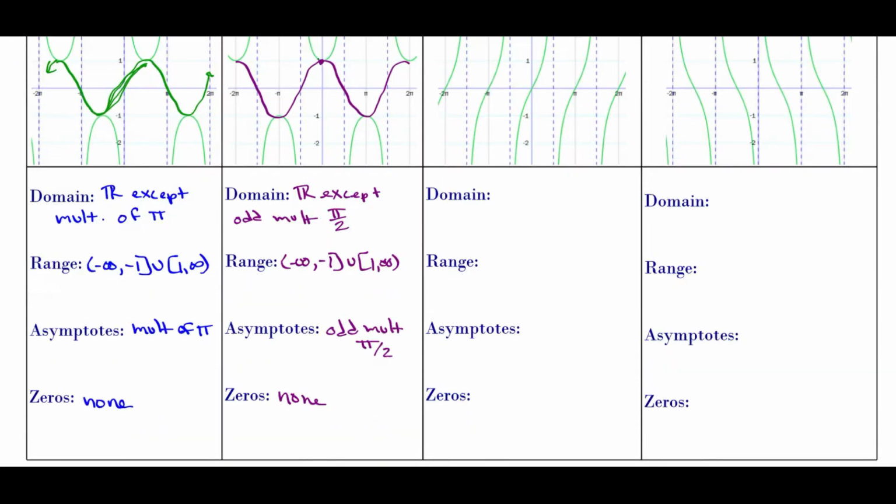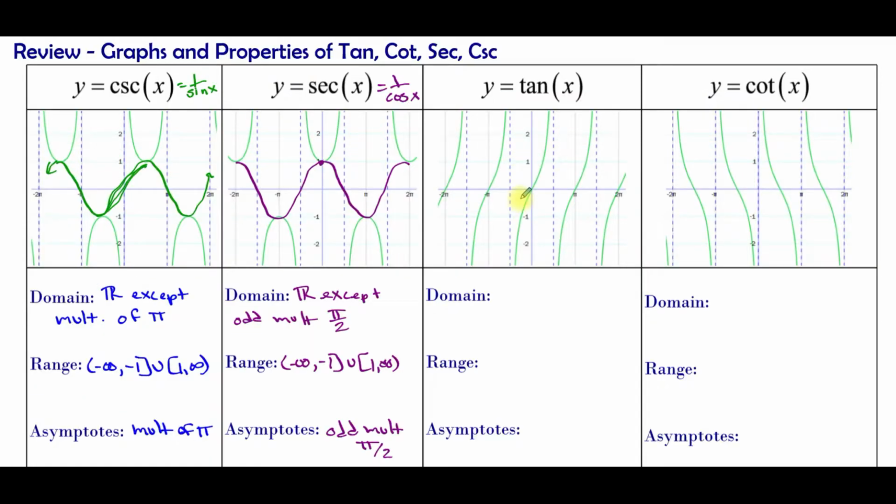All right, so next is my tangent graph. Tangent and cotangent look very similar. Two things help me remember the difference between them. Tangent goes through the origin. Cotangent does not; it has an asymptote on the y-axis. And tangent is always increasing from left to right, where cotangent is decreasing from left to right.